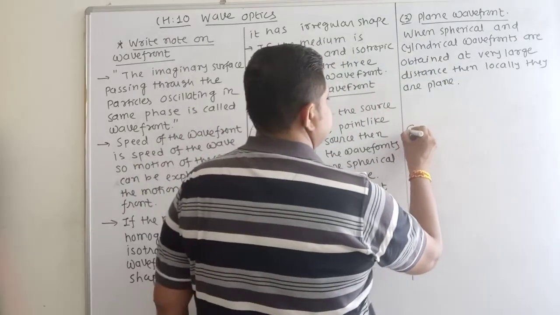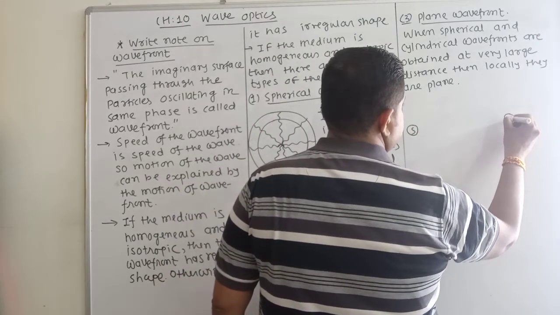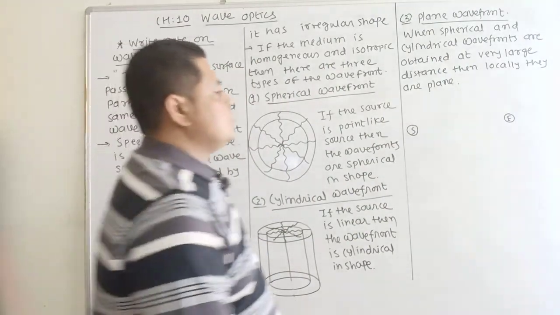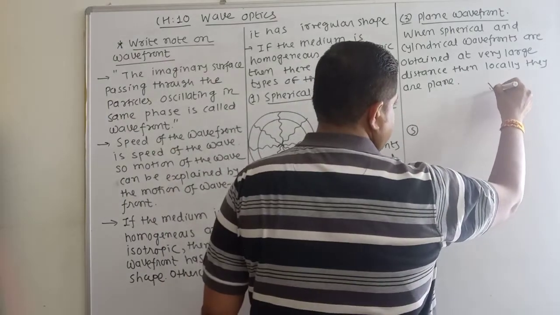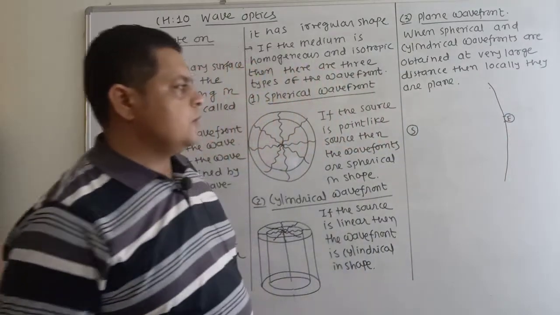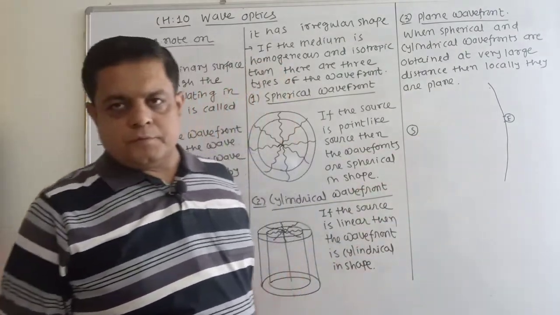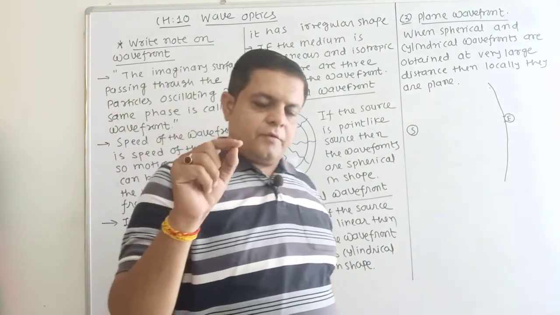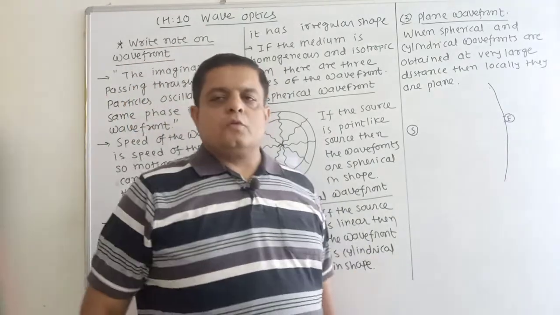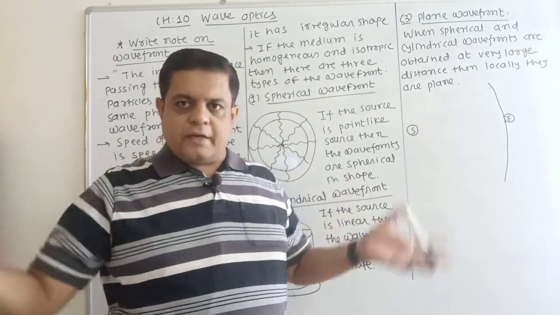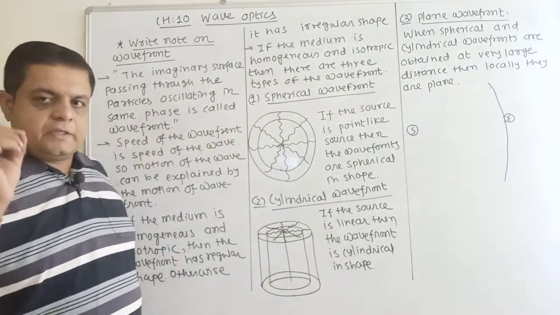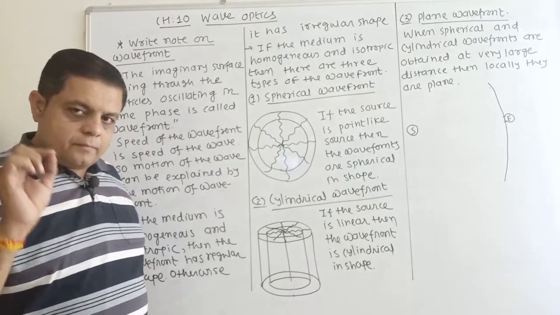For example, suppose this is the sun and this is the earth. Now if I consider the sun as a point-like source, the spherical wavefront produced from the sun has a very small part in contact with the earth, so we can consider this part as a plane. Actually it is part of a spherical wavefront but locally it is plane. If we are on a football ground it looks plane, but it is part of a spherical surface. So similarly when spherical or cylindrical wavefronts are obtained at a very large distance, locally they are plane.